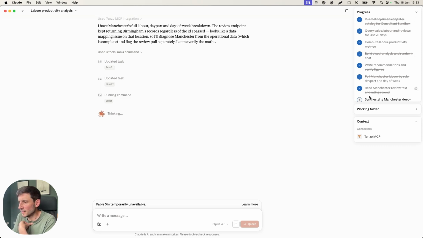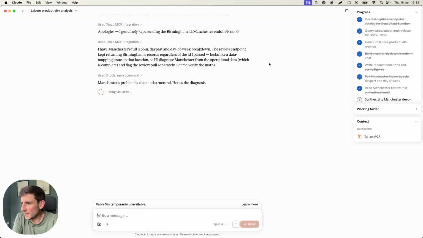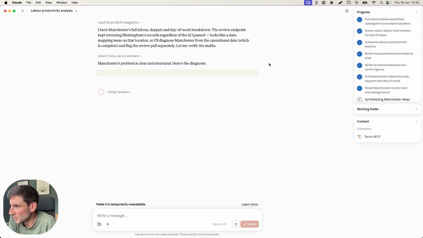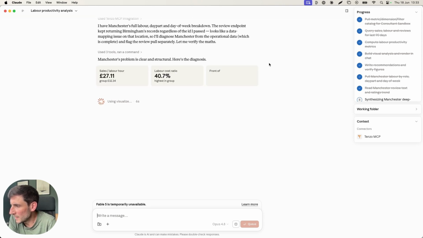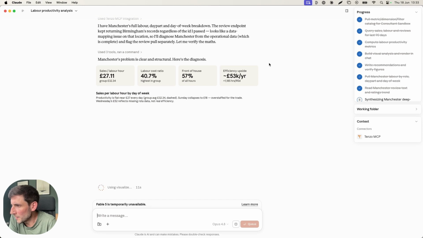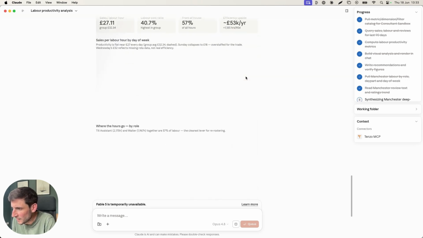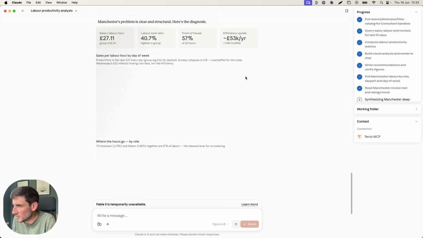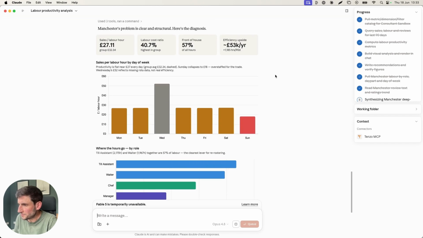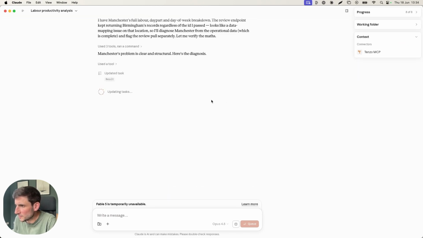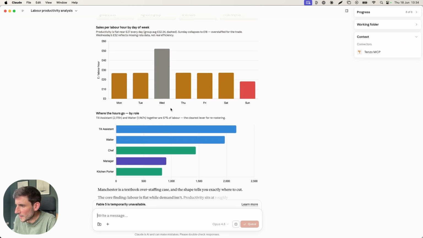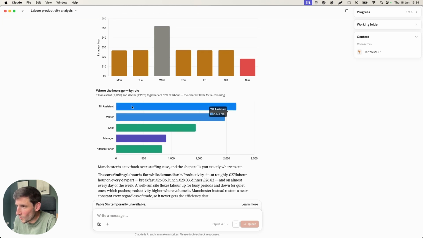So what actually is it looking at? Manchester's problem is clear and structural. Let's see what it comes up with. Again, it's giving me a view on sales per labor hour, labor cost ratio, and also front of house, which is pretty helpful to understand how that's going. It is now loading a couple of visualizations. Interestingly, it is understanding what's happening by role, which is pretty interesting.